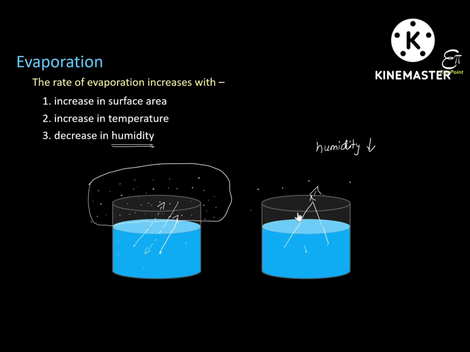In beaker B, the humidity is less, so the particles present in the vapor state are very few, and hence the particles which are present in liquid will get space to evaporate, and so we can say that a decrease in humidity can increase the evaporation.